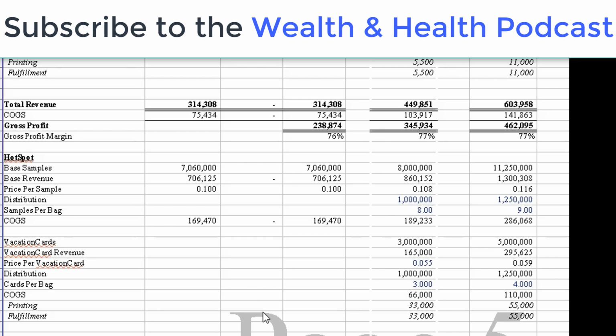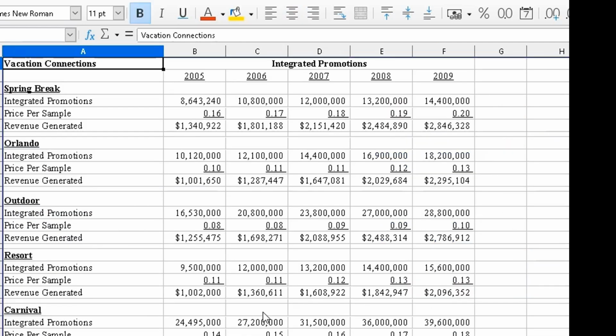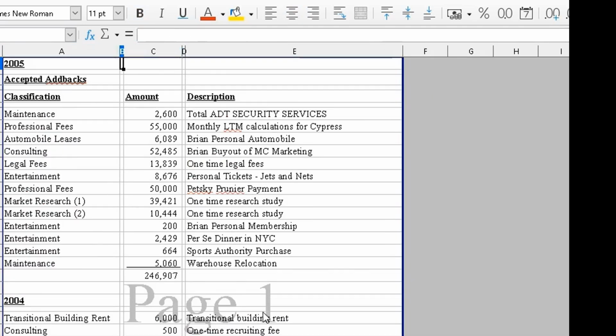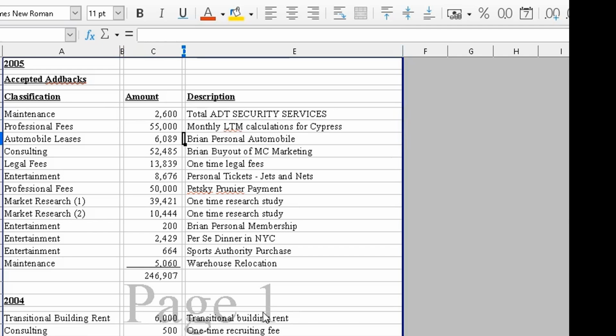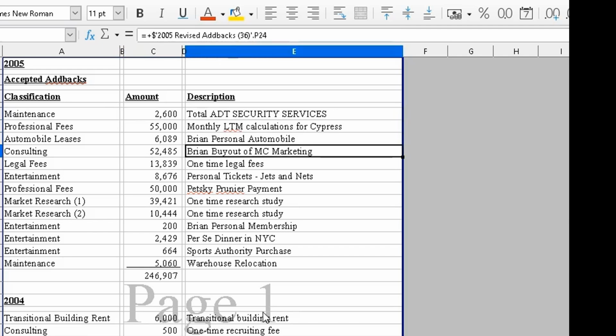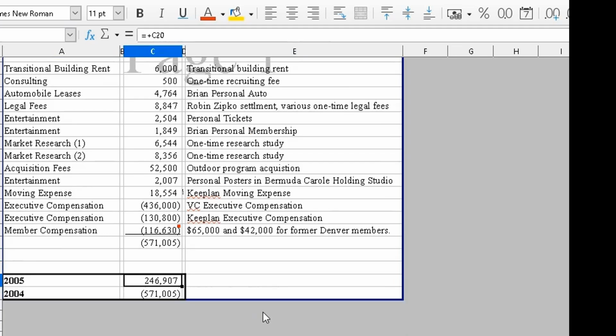All right, let's see. The VC consolidated. These add backs are for the non-recurring items. So you'd have maintenance, the ADT, monthly LTM calculations for Cypress, automobile leases for his personal leases, one-time legal fees. These are something that you call adjustments, right? These are the adjustments that you make to the EBITDA number. And it's sizable because here you have $247,000. And then if you apply like a 7x or 8x multiple, then you could be looking at almost $2 million.